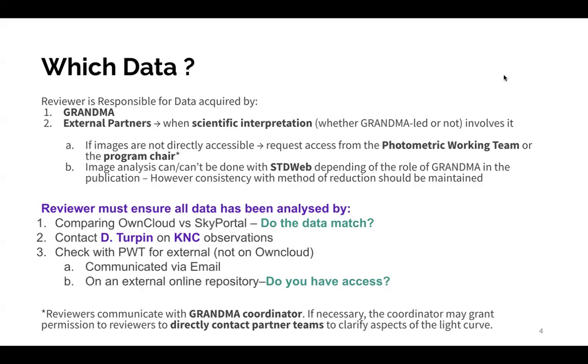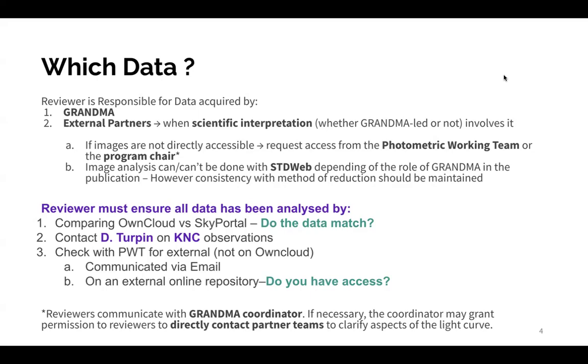But the reviewer should make sure that we have the data. Such as with 29A, it's on OwnCloud. It needs to match Sky Portal. Need to contact Damien for KNC observations, and make sure that everything is there. Need to check with the paper writing team for external images, so not on OwnCloud.